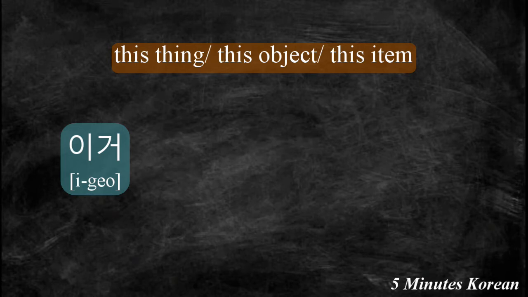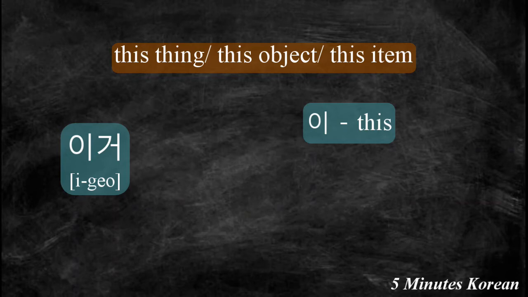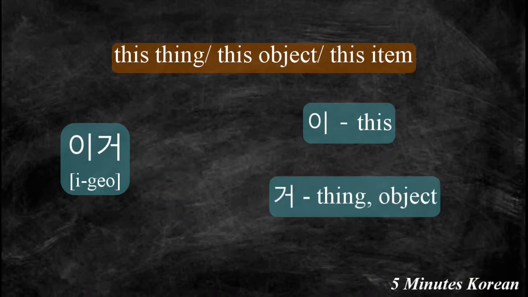So let's break it down. The part this is 이. Very simple. In romanization, it's just I. So 이 means this and 거. 거 means thing or object. 네, 맞아요. Okay, so put together 이거 means this, this thing, this one. 이거. So let's look at modifiers again.